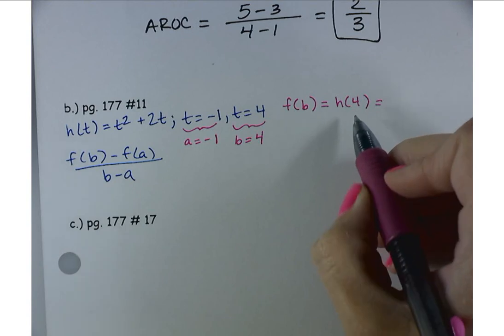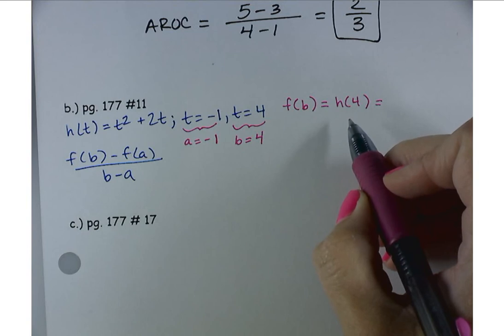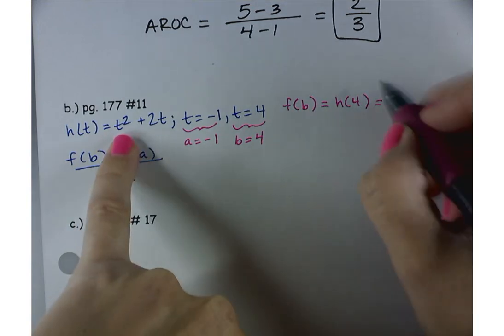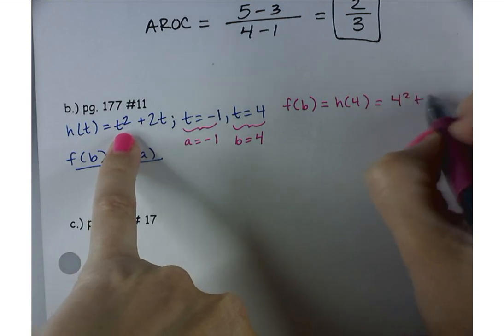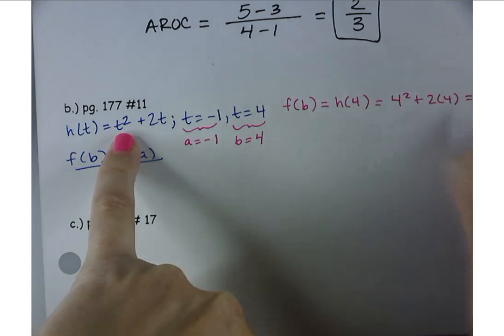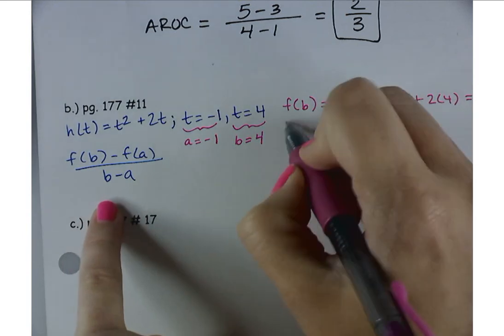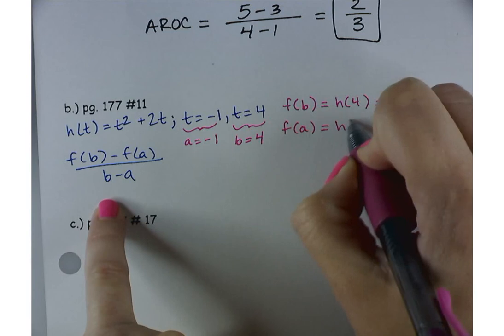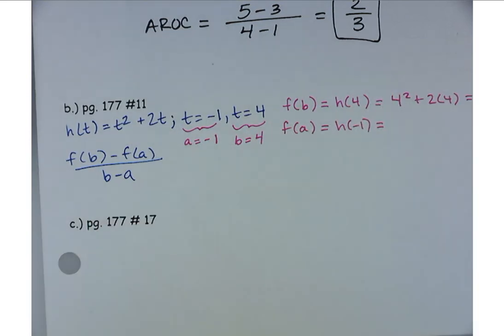Dennis, how do we find h of 4? Exactly, so we're going to plug 4 into our t value. So it'll be 4 squared plus 2 times 4, and I'll let you figure that out. And then we're also going to have to find our f of a, which is really h of negative 1, and I'm going to let you find that one.